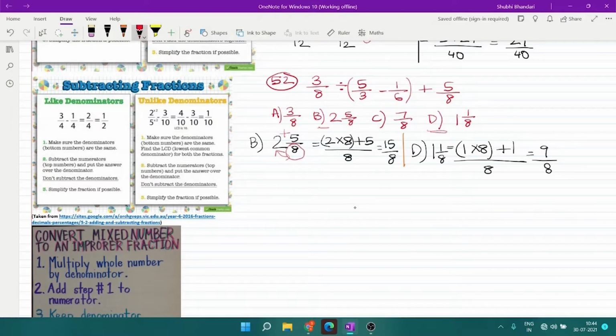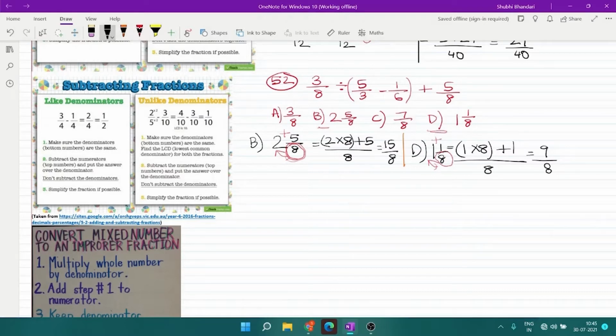So here it becomes 2 into 8 plus 5. So 10 plus 5, which is 15. And the denominator becomes the bottom value, which is 8. Similarly, 1 1 by 8. So multiplying 1 and 8 and adding 1. So 1 into 8 plus 1, which is 8 plus 1, which is 9, becomes our numerator. And the denominator is again the bottommost value here, which is 8. So 8 becomes our denominator.